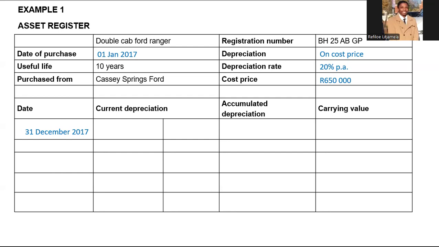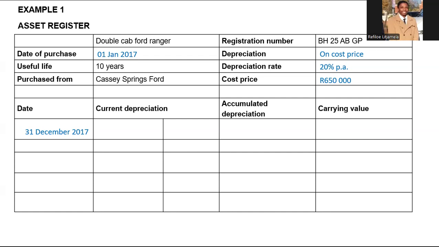I told you what depreciation method we have to use will be, which will be on cost. So to calculate depreciation for that year, the year ends on the 31st of December 2017, meaning that it started on the 1st of Jan 2017. That is 12 months. We've used this Ford Ranger double cab for 12 months, the whole year.